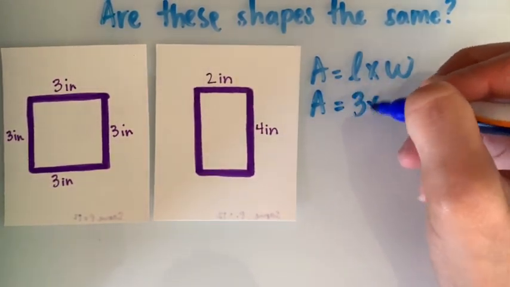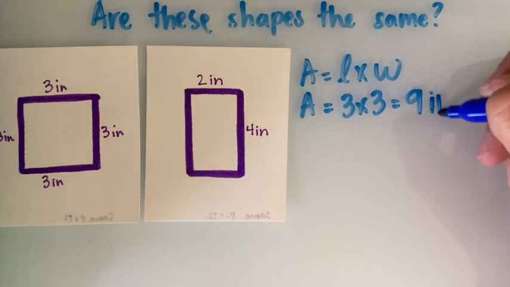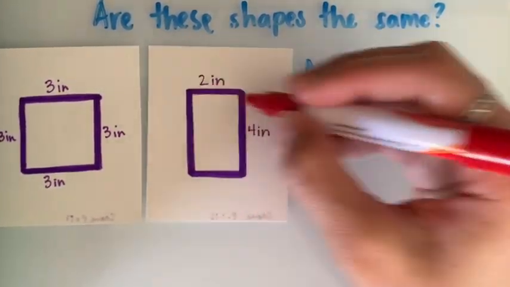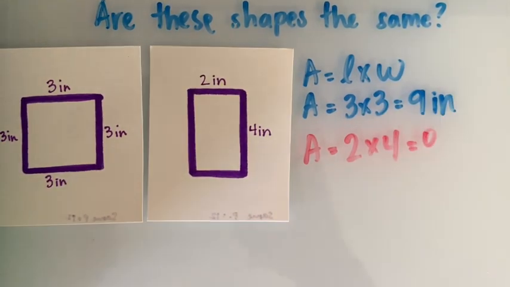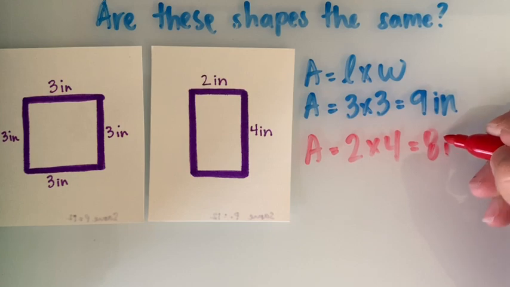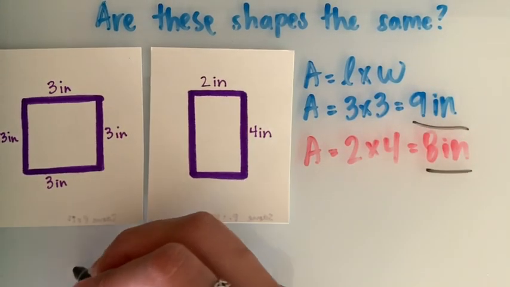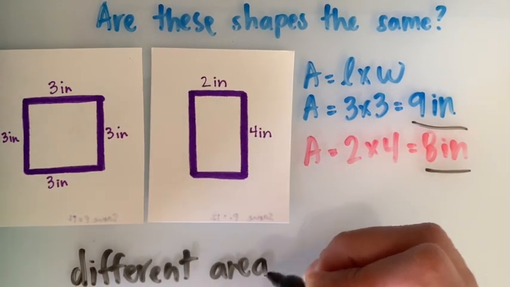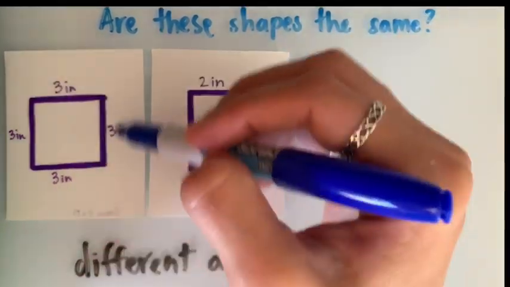length times width. Our length is 3, our width is 3 as well. So 3 times 3 equals 9 inches. Our area for our second shape is 2 times 4, length is 2, width is 4. 2 times 4 is 8 inches. So we see that we have two different areas, like once again. So for this example, we have different area, but we need to figure out whether it's different perimeter as well.